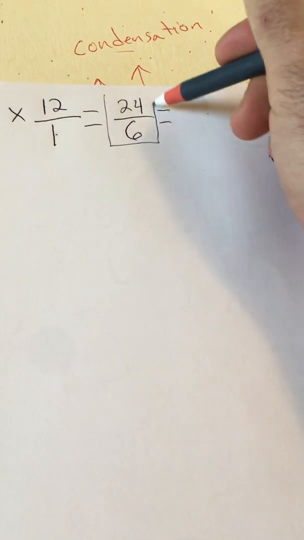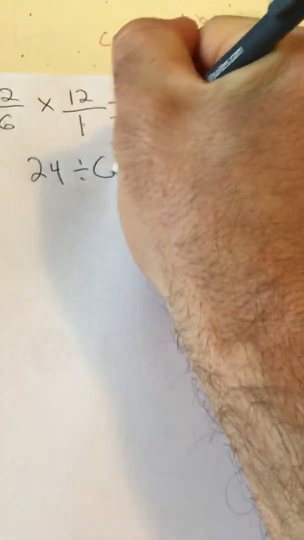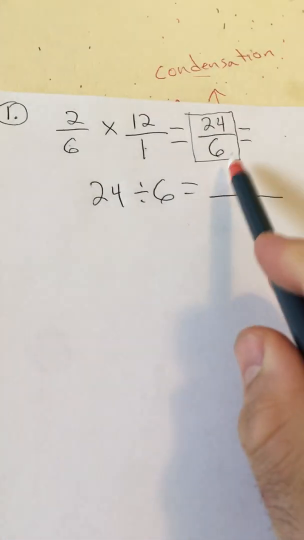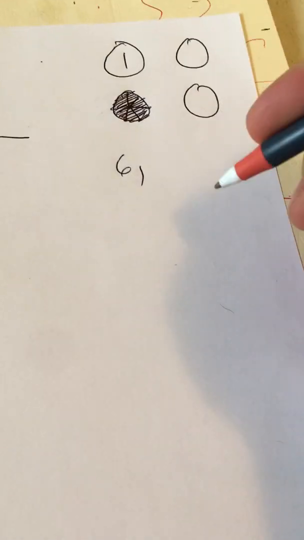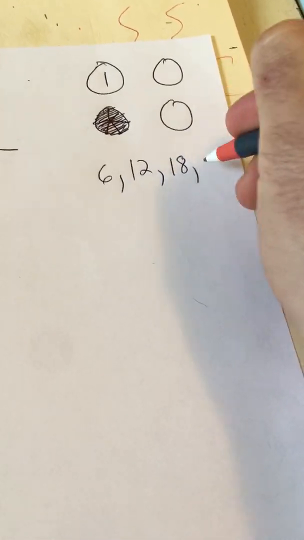Because when you have an improper fraction, this is division. This is 24 divided by 6. So we have 24 divided by 6 equals how much? Or what number times 6 gets you to 24? And if you count by 6s, if you don't know your facts, you can just add 6, add 6, add 6.